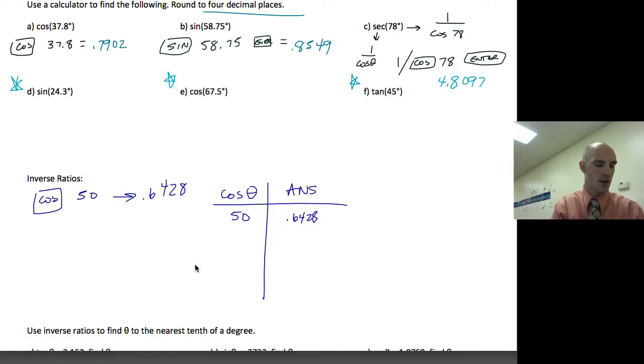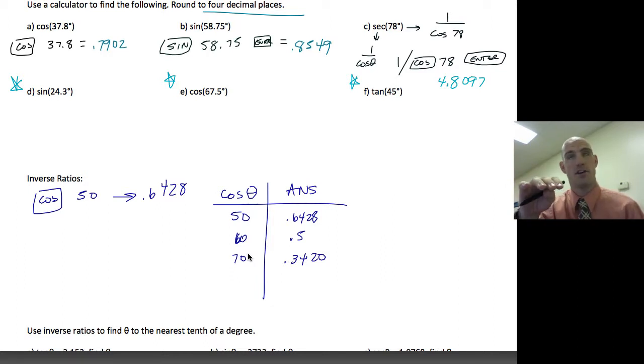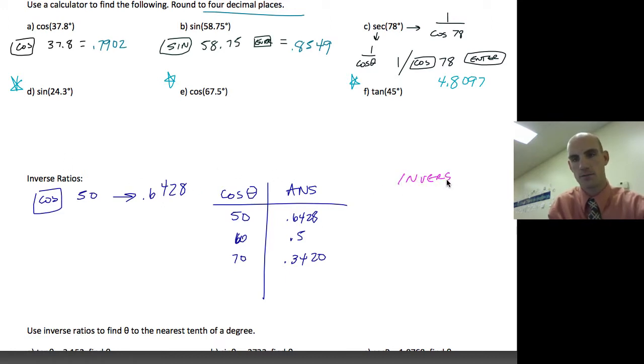And so if I keep going and I do the cosine of 60, it is 0.5. The cosine of 70 is 0.3420. Okay, so as I increase those values, it keeps spitting out these decimals. Inverse ratios is the process of taking the decimal and finding what it corresponds to. So in order to find the decimal that it corresponds to, I'm going to have to use the inverse function, or second, cosine, sine, or tangent. Okay, so those are my options.